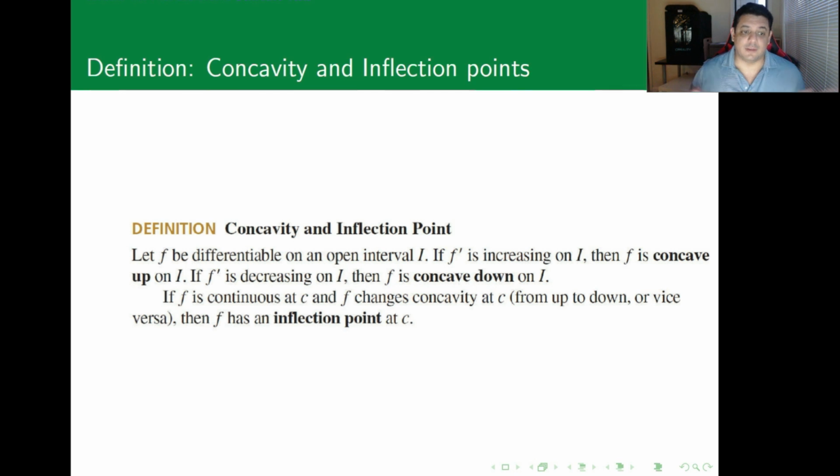So, concavity and inflection. If we have f differentiable in an open interval I, and f prime is increasing on I, then f is going to be concave up. If f prime is decreasing on I, then f is going to be concave down on I. If f is continuous at c and changes concavity at c, we say that we have an inflection point. So the points where the function is changing from being concave up to concave down, we have an inflection point. And similarly, if it changes from being concave down to concave up.